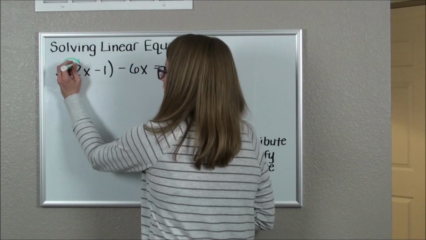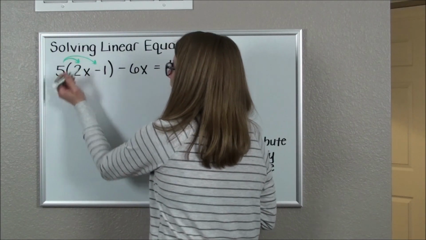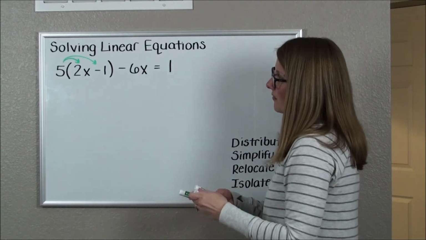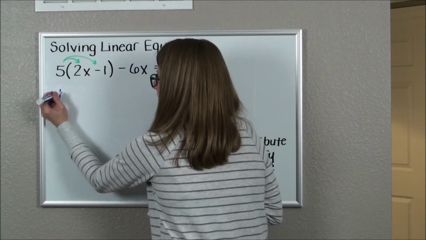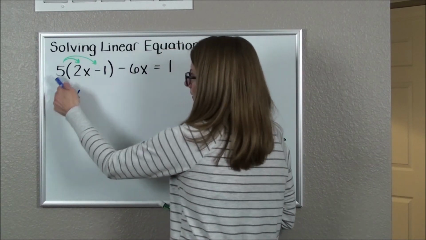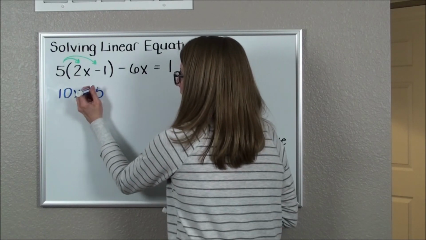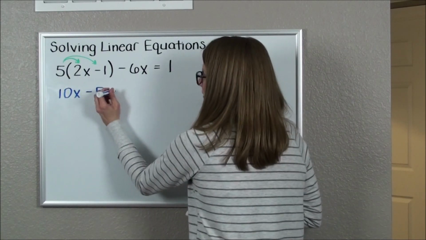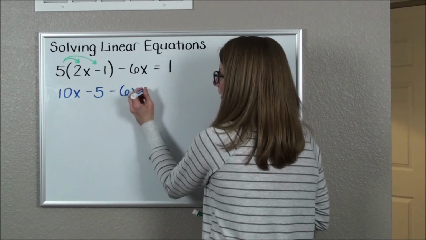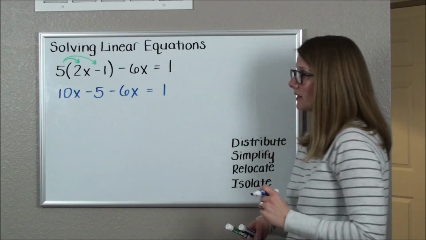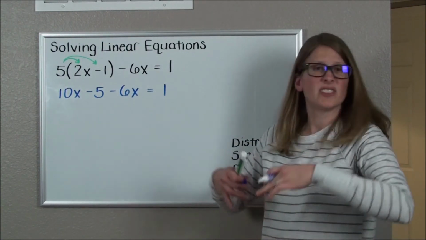We want to get rid of these parentheses. So 5 is going to get multiplied to both of those terms. 5 times 2x will be 10x. 5 times the negative 1 is negative 5. And I don't see any other distribution to do. I'm just going to copy everything else exactly as is. So there's our distribution. Parentheses are gone.